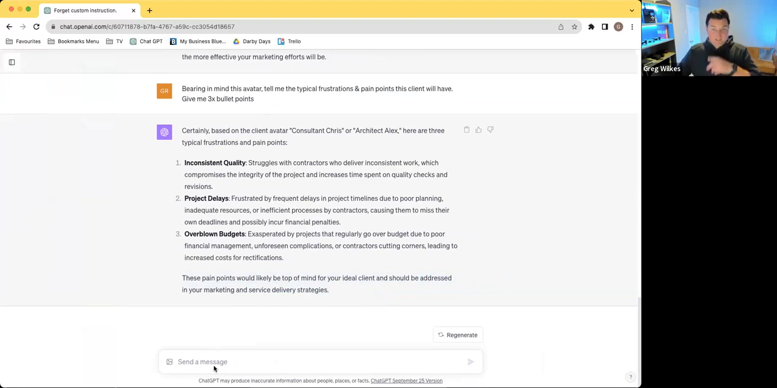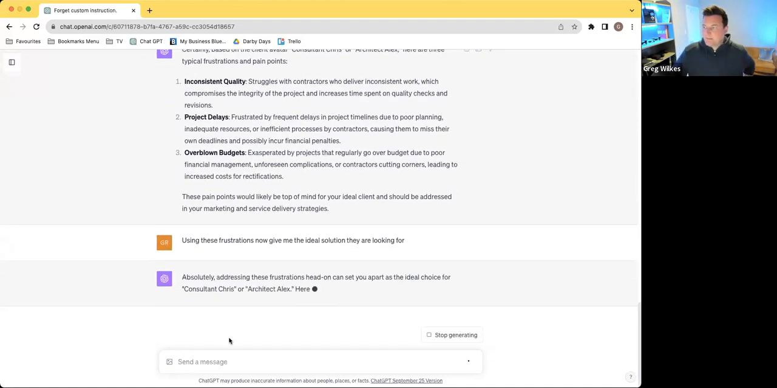So now we've got the avatar, and I'm just doing this really fast. You could spend much more time doing this, but now we've got an avatar and we know some of their frustrations. Now we want to know how to solve these frustrations for our client. Okay, so what we're going to do here is we're going to say this. Using this client, using these frustrations, now give me the ideal solution they are looking for.